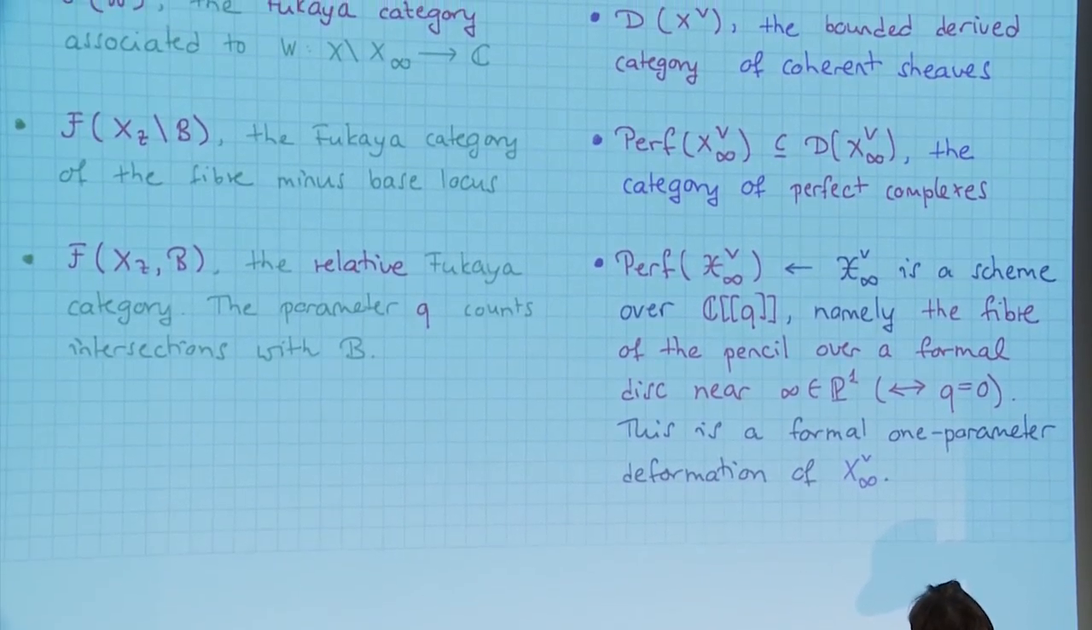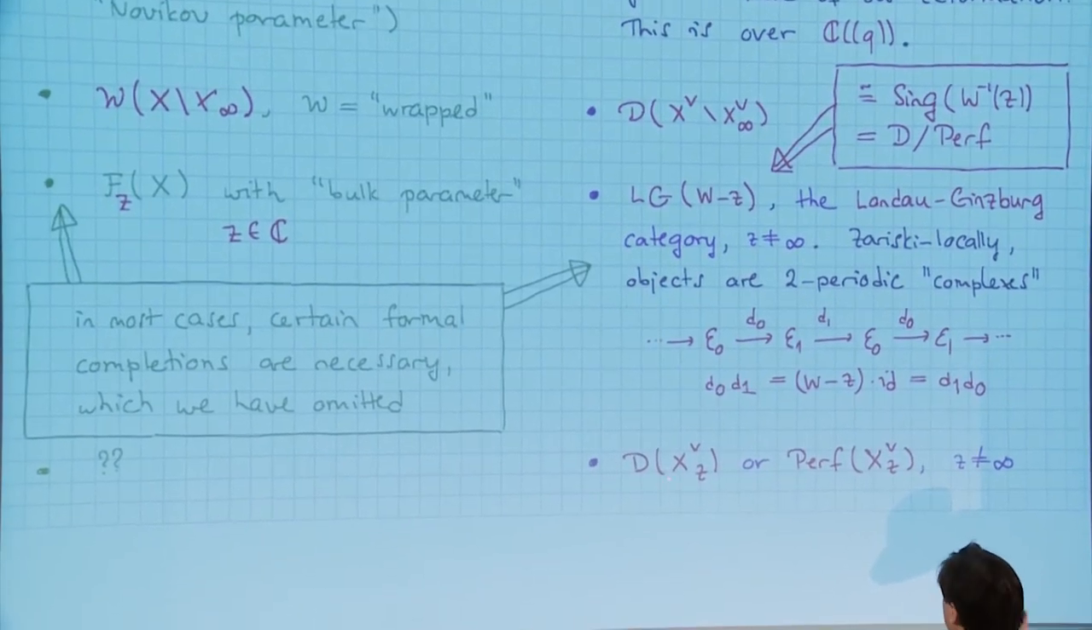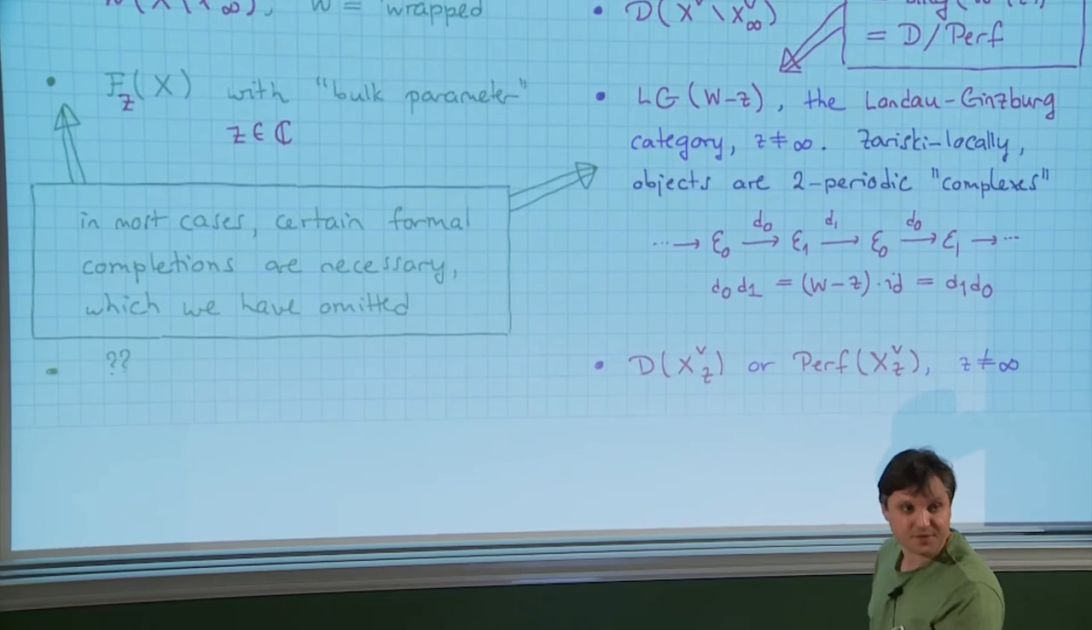So it's a natural question to ask, what are the mirrors, are there mirrors to the other fibers, which are actual nice, smooth elliptic curves over C? And we have no idea.